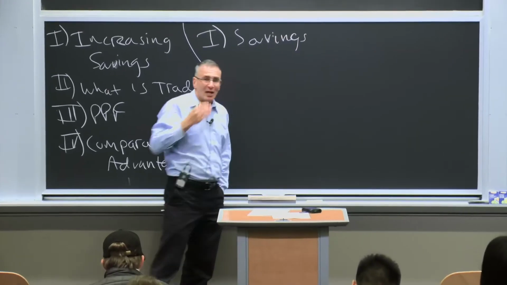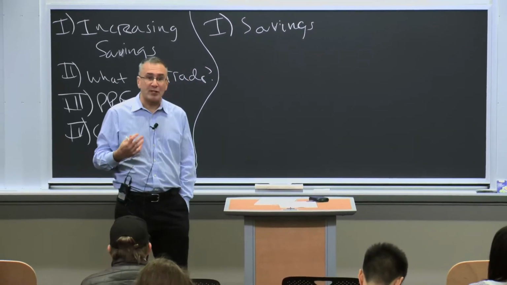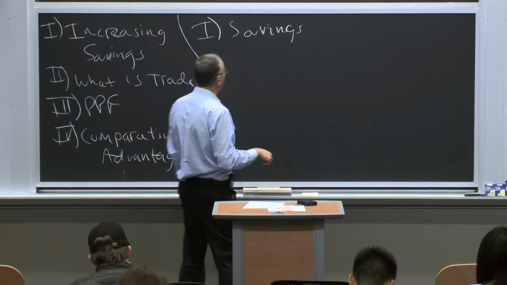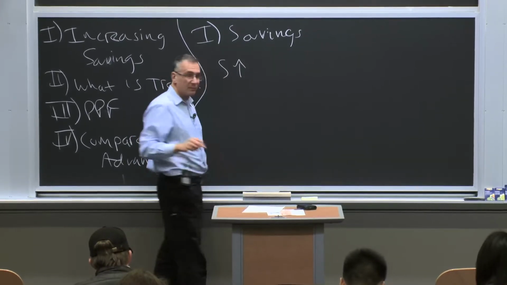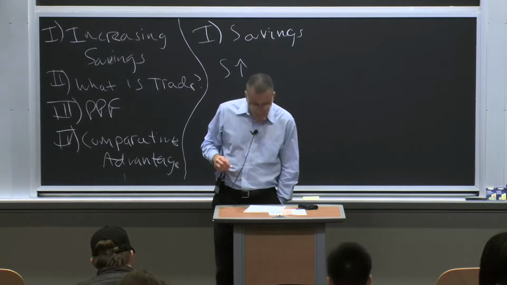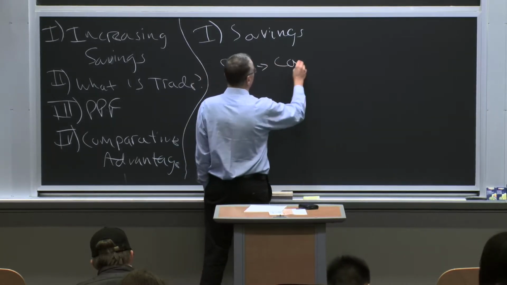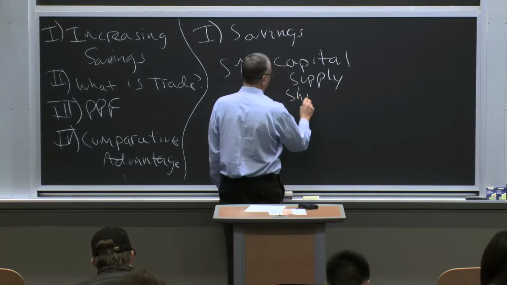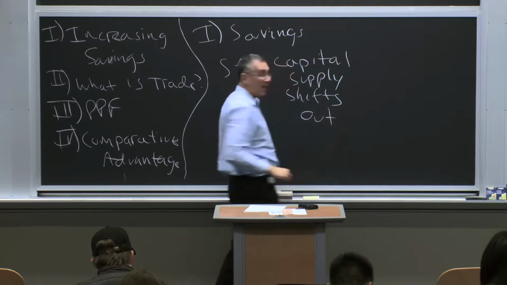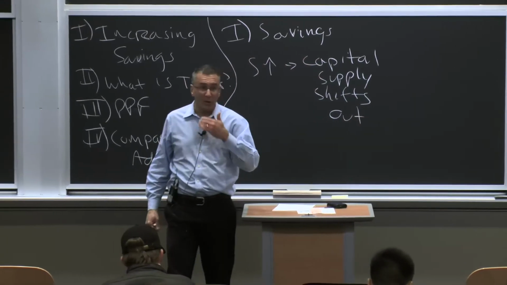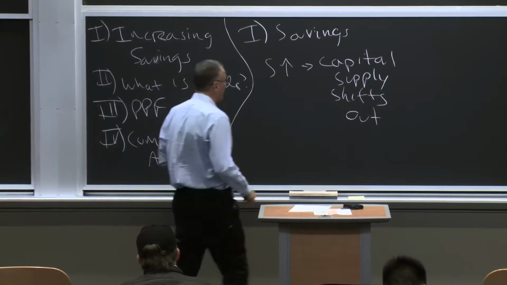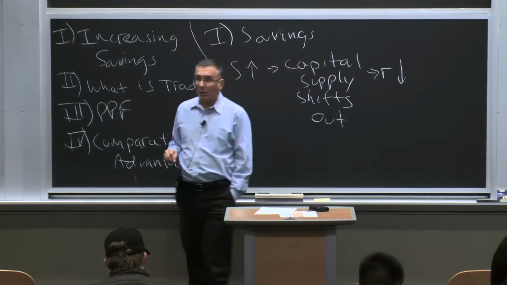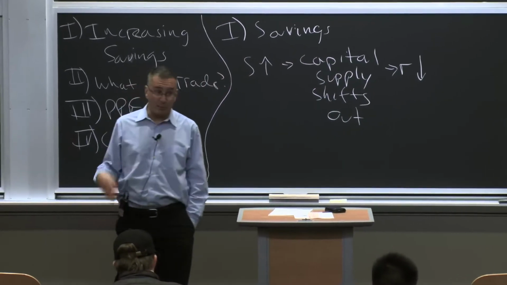Now, savings turns out to be a critically important element of growth in the economy, and we've now traced through why that happens. Our basic story is as savings goes up, that means that the capital supply shifts out. So this capital supply curve shifts outward as people save more. That's an increase in the capital supply curve in the capital markets. That means that interest rates fall, because there's more supply for given demand. The price is going to fall.